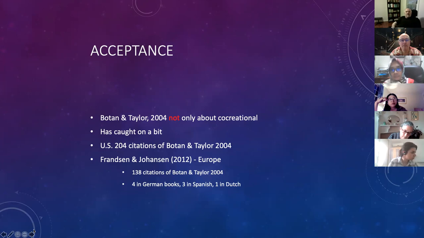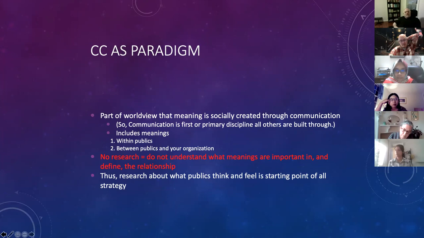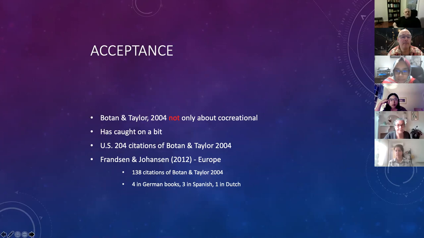Research, agencies. Maureen might want to look at that slide when you get the slides. That's this one about the 2004 piece. Maureen, did you know that there was a paper done in Europe and presented at the International Public Relations Research Conference about the reach of our 2004 article? No. Yeah, this was by Finn and Winnie. Oh, how nice. And they found that at that time, back in 2012, it had 138 citations over in Europe, had been used in 4 books. 3 of those were Spanish, 1 was Dutch, 4 were German. Anyway, we don't need to do that here today.